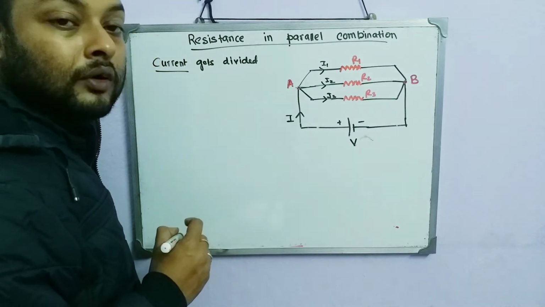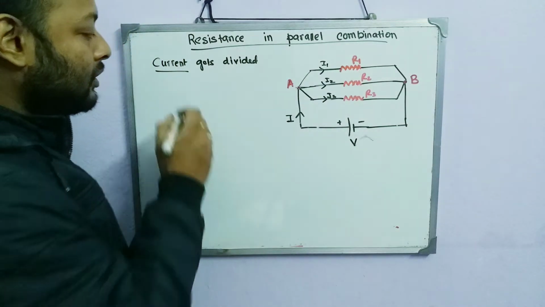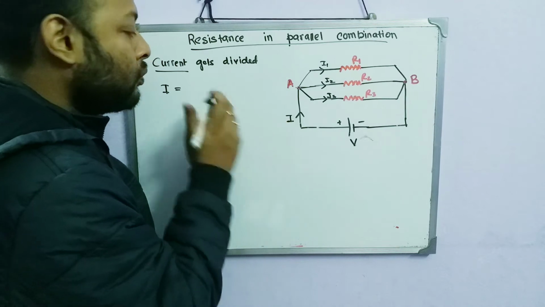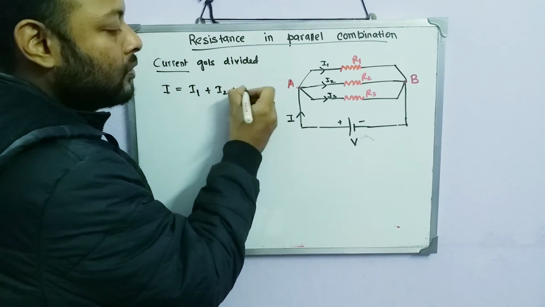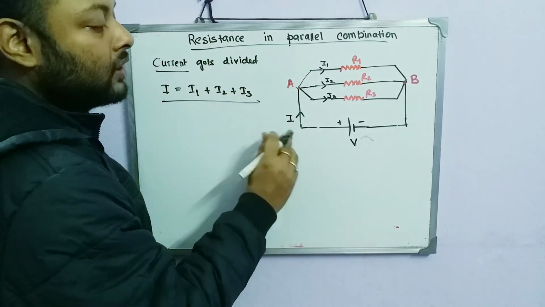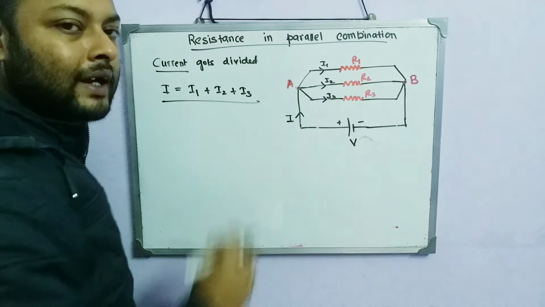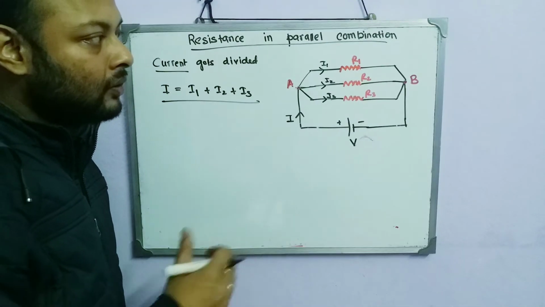Now if someone asks me what is the value of the net current, this net current will be equal to I1 plus I2 plus I3. So this entire current is getting divided. So this I will be equal to I1 plus I2 plus I3. Till here, no problem.